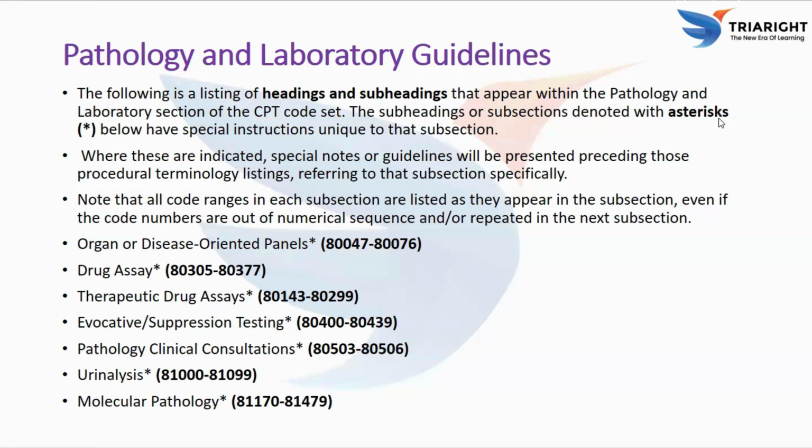So there are asterisks. What does it mean? Subsections marked with the star symbol have special instructions, unique coding rules and additional guidelines that must be followed. These instructions often appear before the code listings in parenthetical notes. Ignoring these rules results in errors and claims getting denied.